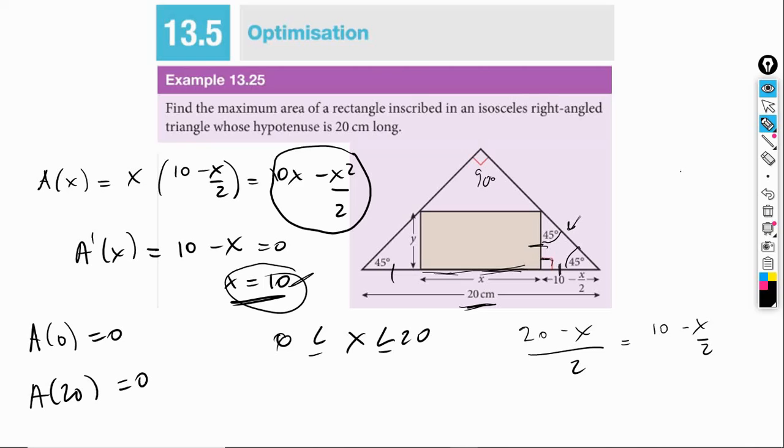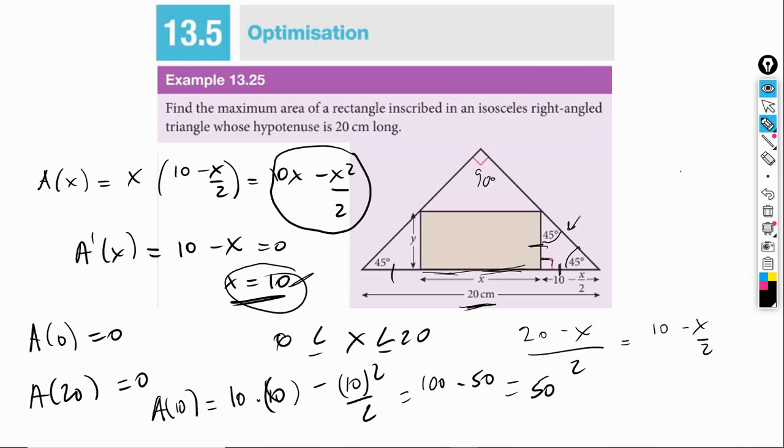So the area is maximum when x equals 10. And it says find the maximum area. The maximum area would just be plugging in 10 here, so it would be 10 times 10 minus 10 squared divided by 2. So this is going to be 100 minus 50, which is 50 centimeters squared.